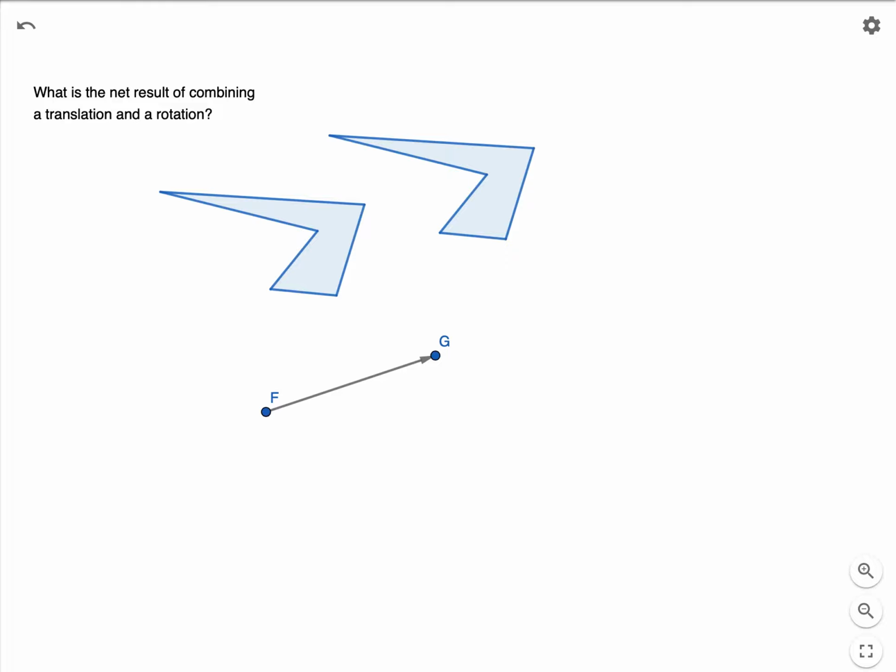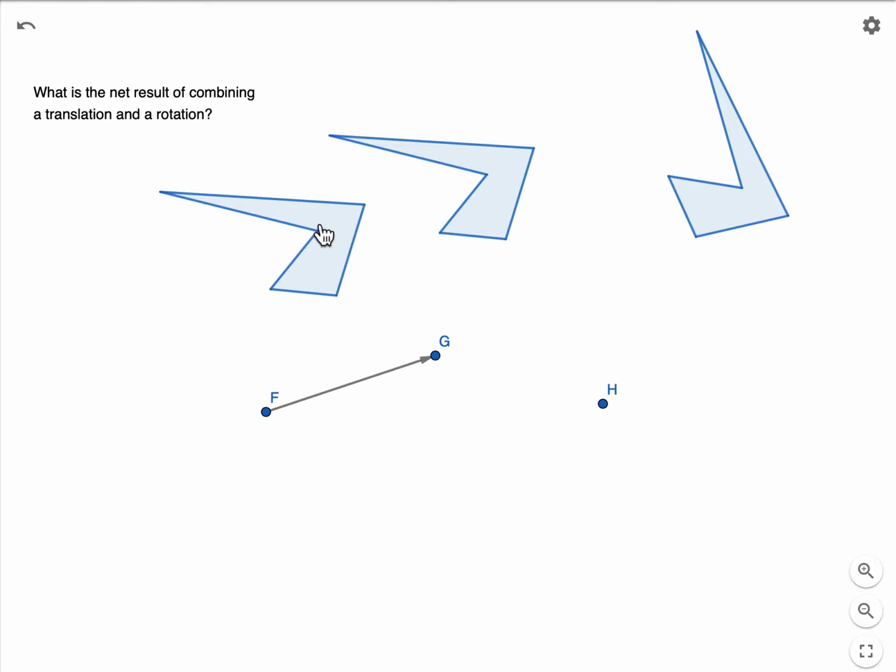Let's add a rotation. So I'm going to add a point H, and we're going to rotate the pentagon, not the original pentagon, but the pentagon as already translated. We're going to rotate it around the center H by an angle of 60 degrees, and it's going to move to here. So you can see that it's kind of swept around to this position. It's clearly rotated.